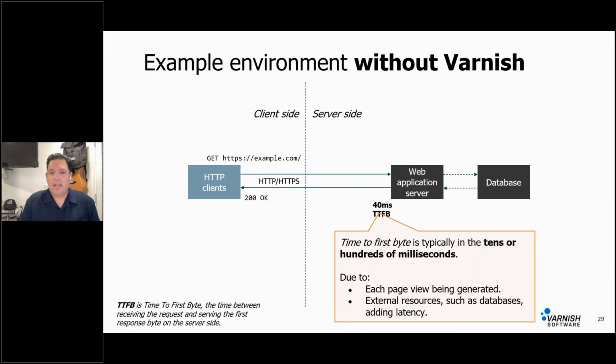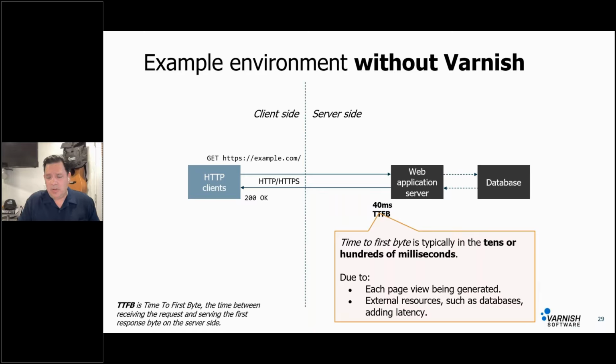So if we go to the next slide, we'll actually look at an example without Varnish. You see on the left side the clients, HTTP, HTTPS. On the right side, you see the web application server and then the database. This is a very simplified view of a web application workload, but I wanted to show you the impact of cache. You see it's 40 milliseconds time to first byte.